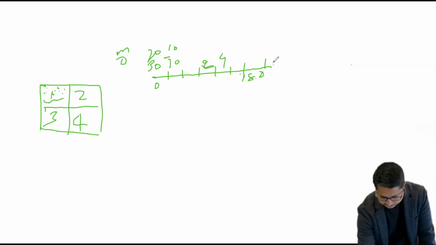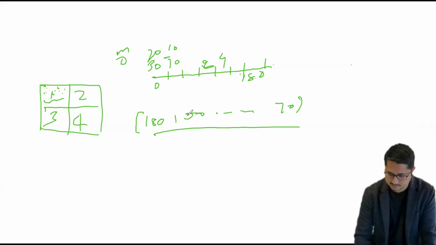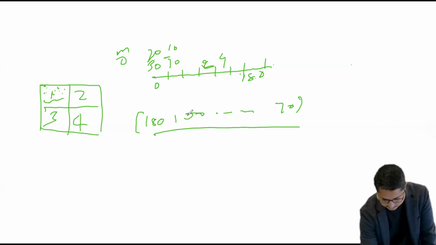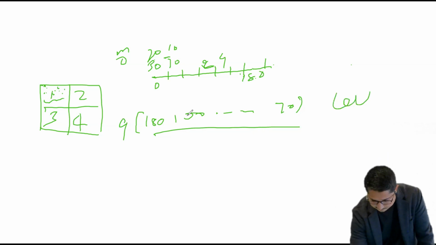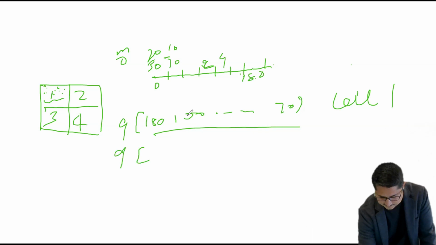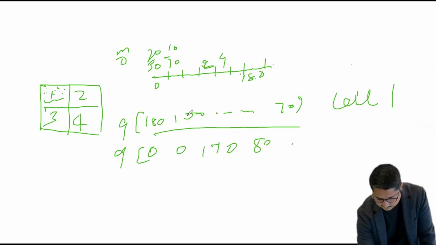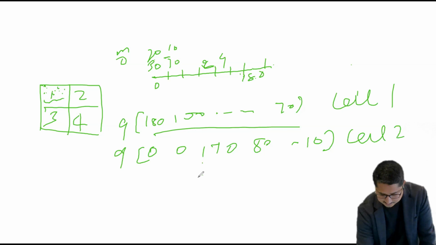So then you will get all these numbers. You add them up, and it will give you, let's say, 180. This gives you 100, and so on. Let's say 70. So this is just an array of numbers, and the size of this is 9 different values. And this is coming from cell 1. Similarly, you will get 9 different values for the second cell, and that's coming from cell 2, and cell 3 and cell 4.